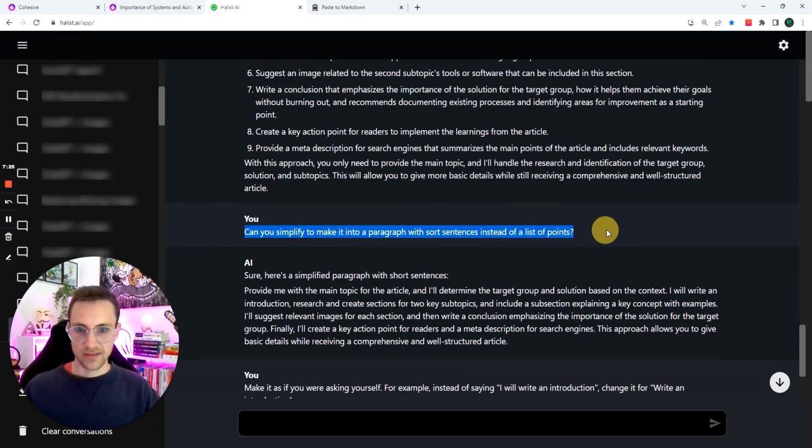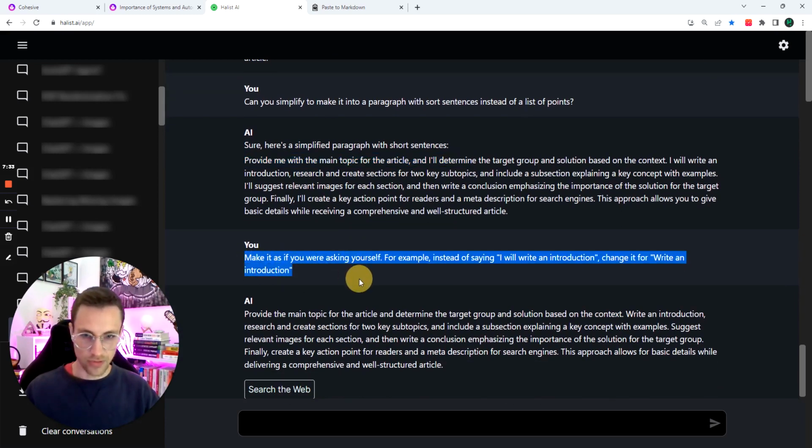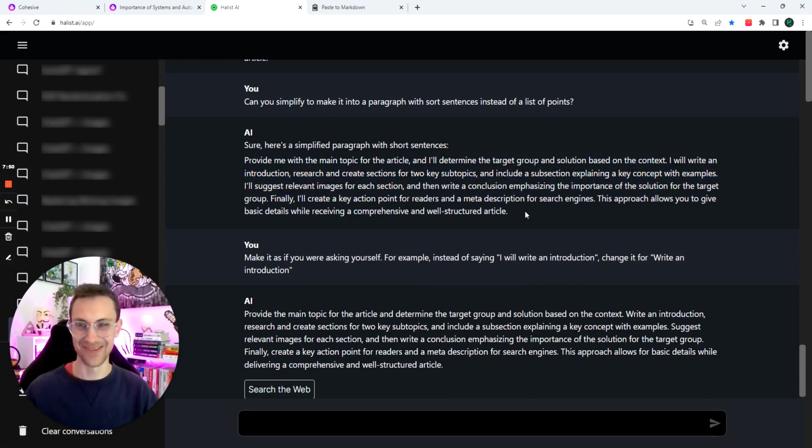So I asked, can you simplify to make it into a paragraph with short sentences instead of list points? Yes. Provide me with this. Then I wrote, make it as if you were asking yourself. For example, instead of saying I will write an introduction, because it says here provide me with this, and I will determine this, it's kind of trying to prompt me here, which is not what I want. I want me to prompt the AI, not be prompted.